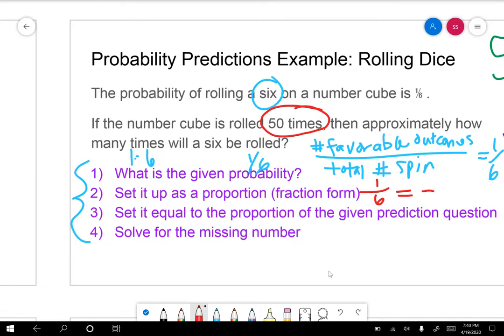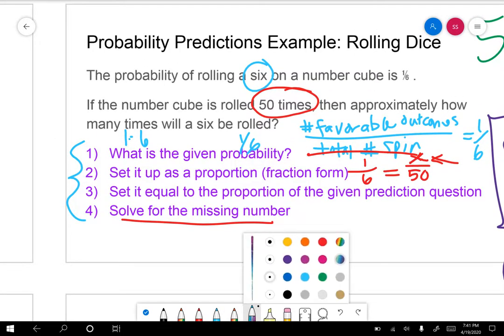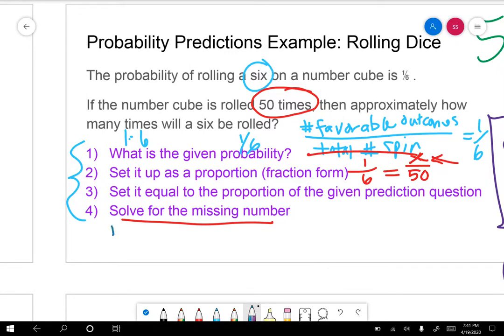Okay. So we're going to set it equal to what they gave us for the question. We now know we're going to roll it 50 times. Instead of 6 times, we're rolling it 50, right? Which means the number that we don't know is on top of that ratio, that fraction. So we're solving for that unknown x, the missing number x. Okay, so let's go through that one together. Let's scoot this up a little bit. So solving for x, 1/6 equals x over 50.